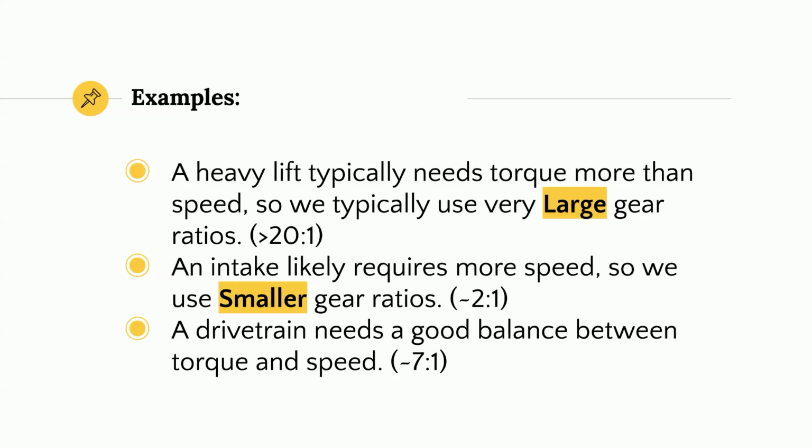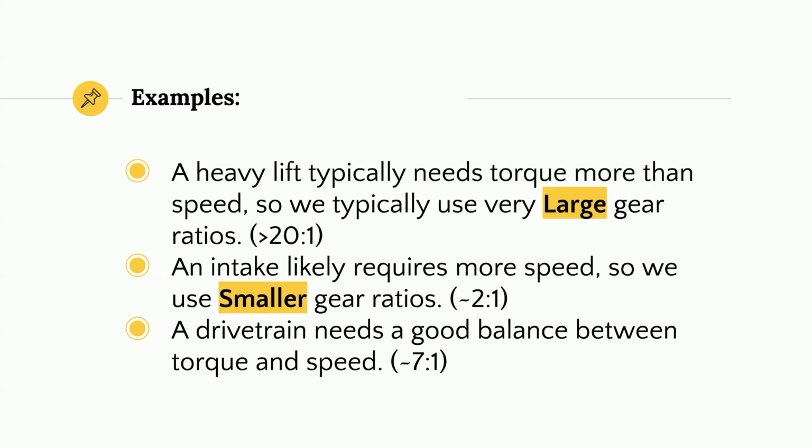Here's some examples. A heavy lift typically needs torque more than speed. So we typically use very large gear ratios. So in this case, greater than 21. I would say, especially for certain motors, we would probably be looking at closer to 50 to 1 or 100 to 1 gear ratios for a heavy lift.